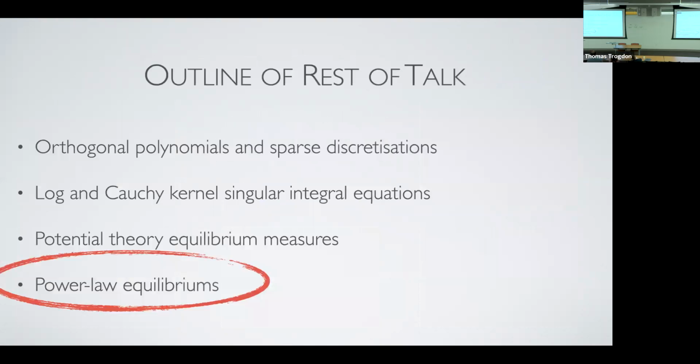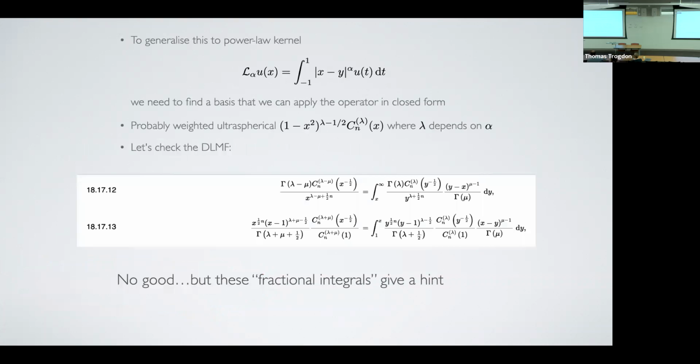Okay, so that's the log kernel case. Now for the new stuff, the power law, attractive repulsive. So the key idea here was we used Chebyshev basis, and then we found out the Hilbert transform had the same recurrence relationship as orthogonal polynomials. So our plan for attacking power law is to essentially find a recurrence relationship that the power law kernel has when applied to orthogonal polynomials.